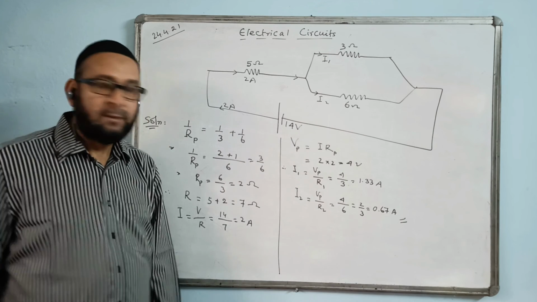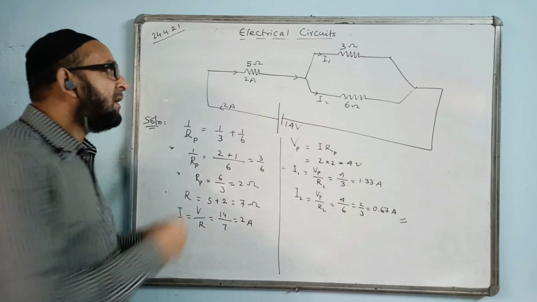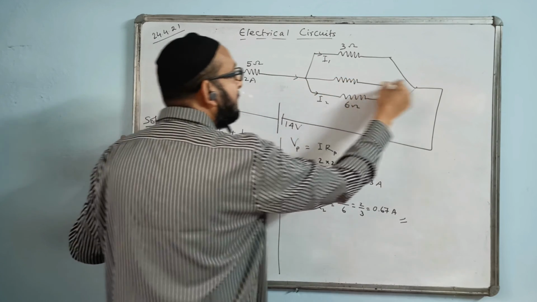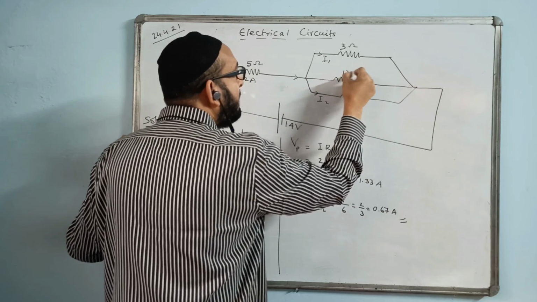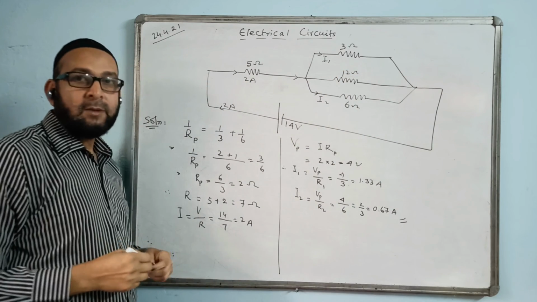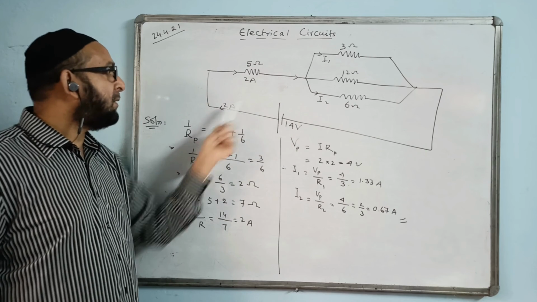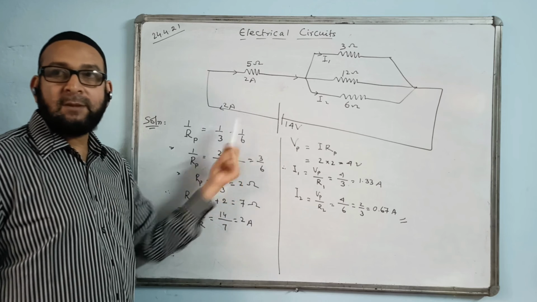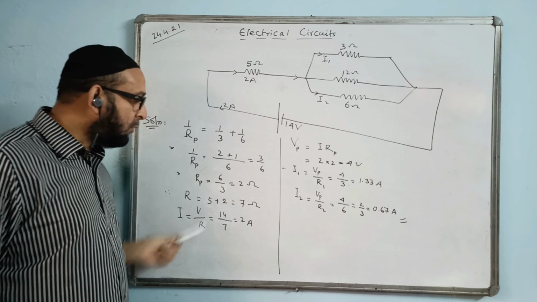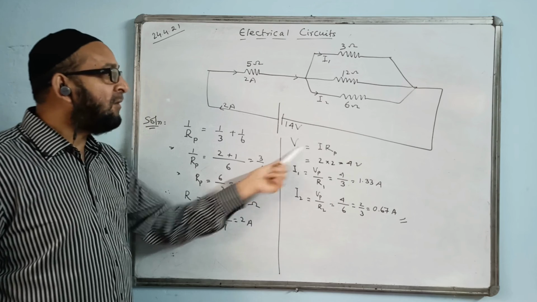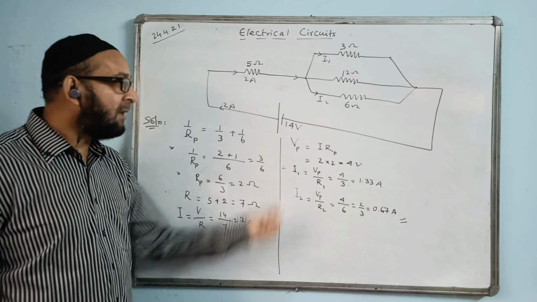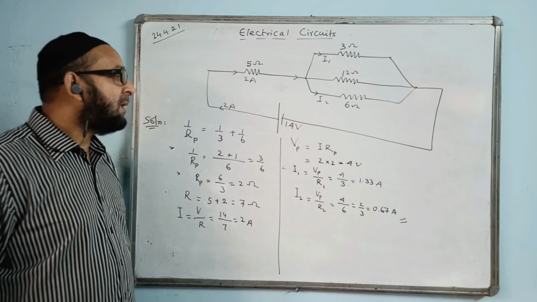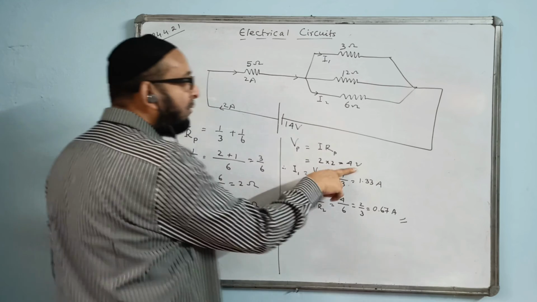I hope you understood it. Similarly, if they give 3 resistances here, maybe one more resistance of 12 ohm given, first we find the RP value: 1 by 3 plus 1 by 12 plus 1 by 6. Same way we will do it. We find the current first, then Vp, the voltage of the parallel part, and then we divide into I1, I2, I3 respectively.